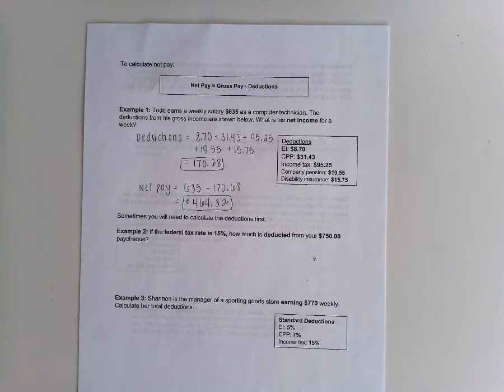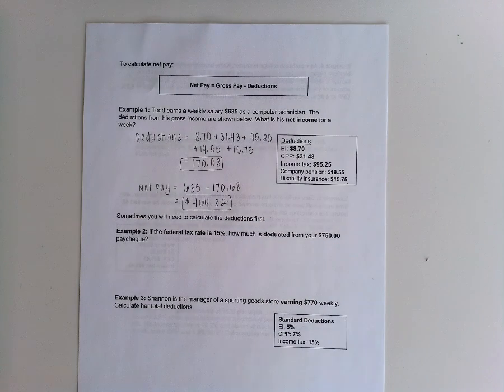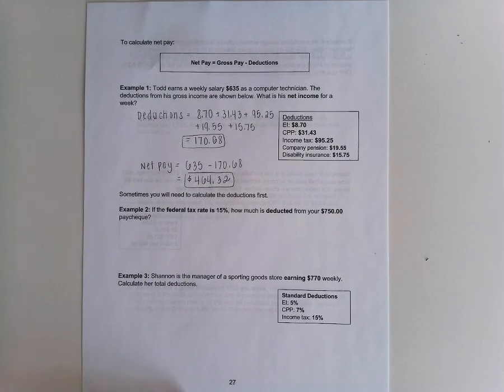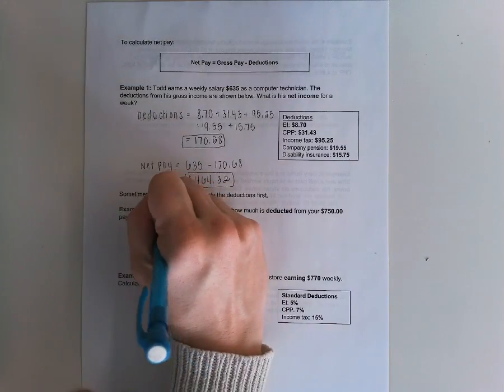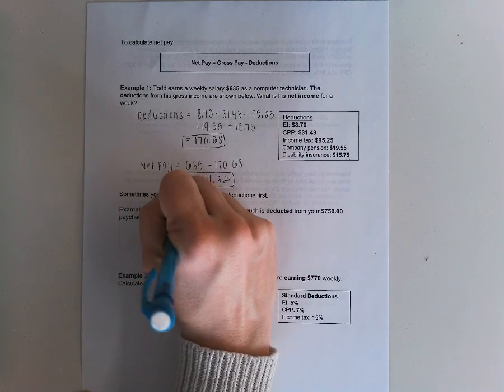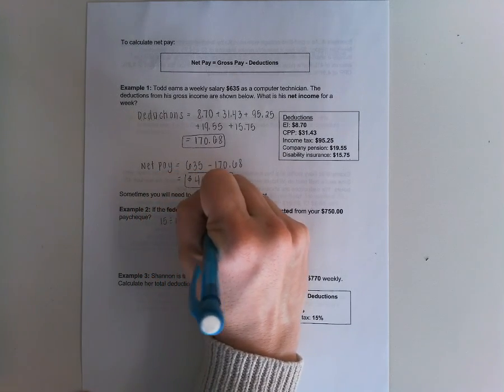Now, sometimes your deductions will be stated as a percentage. So in example 2, it says the federal tax rate is 15%. How much is deducted from your $750 paycheck? For this, you need to remember how to calculate the percent of a number. Similar to when we were calculating commission, you first want to change 15% into a decimal. So 15 divided by 100 is 0.15.